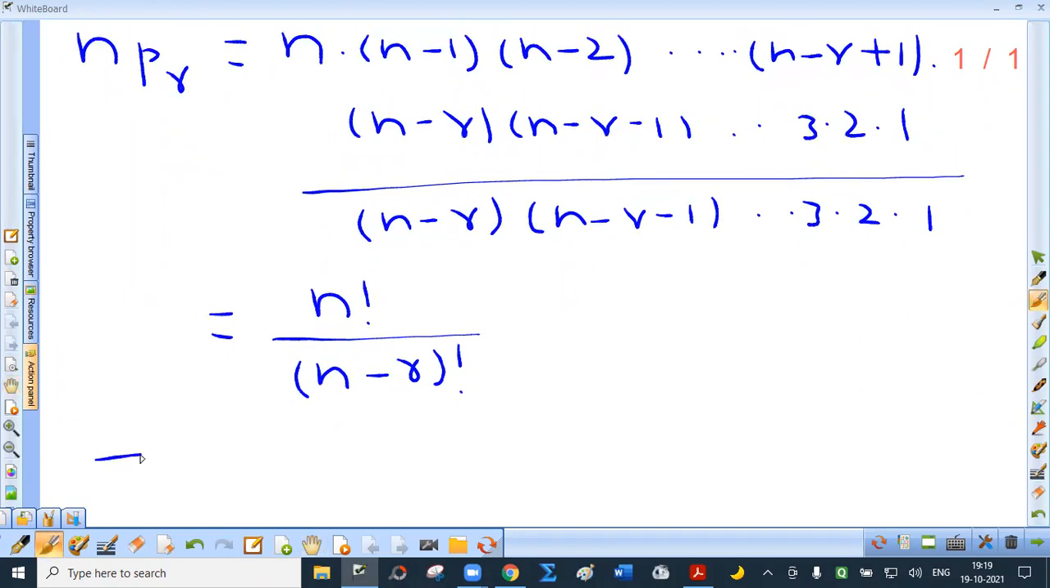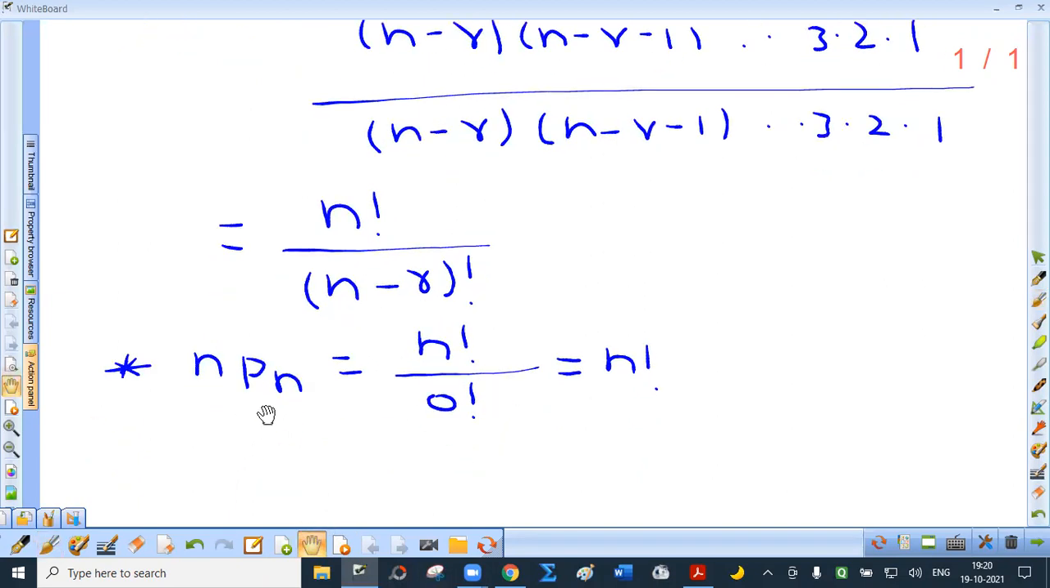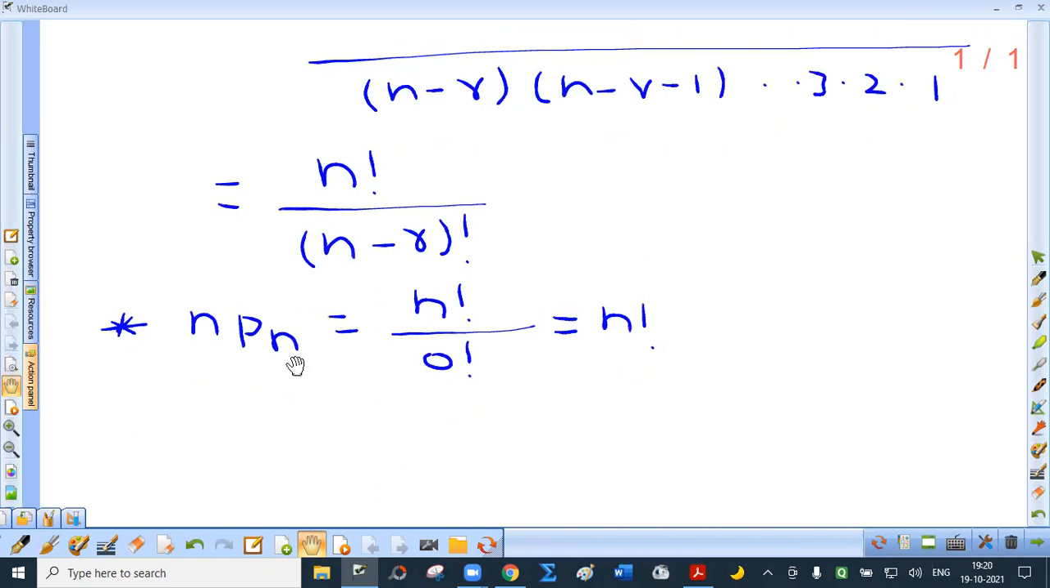Now, what is nPn from this? nPn as per formula is n factorial upon n minus n, because r is also n, 0 factorial. But 0 factorial is 1. So n factorial. Okay. Now this is an interesting part. What is nPn? nPn is arrangement of n objects taken all at a time. This number nPn can be obtained without using this formula.